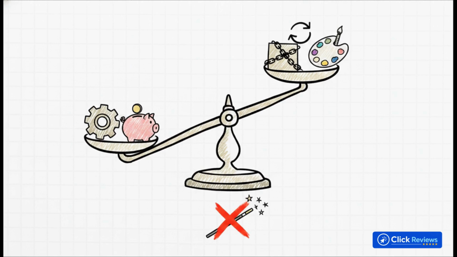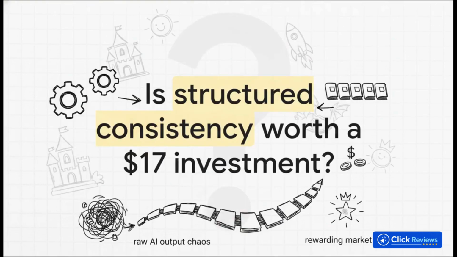But if you are looking for a magic one-click button that does everything for you with zero effort, you should definitely skip this. And that leaves us with one final question for you to chew on today. Is automating the structure of your workflow and completely escaping the chaos of raw AI output worth that initial $17 investment for your creative process? It's a tool, not a complete business in a box, but in a market that aggressively rewards consistency, a little structure might just be the most valuable thing you can buy.